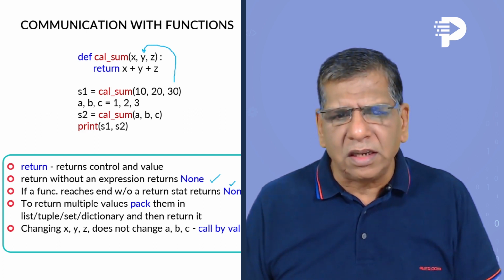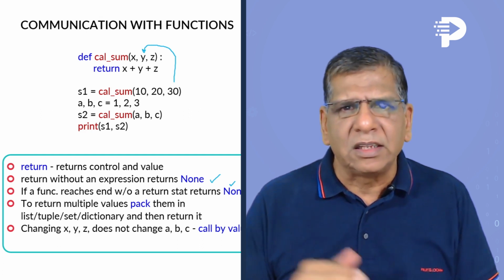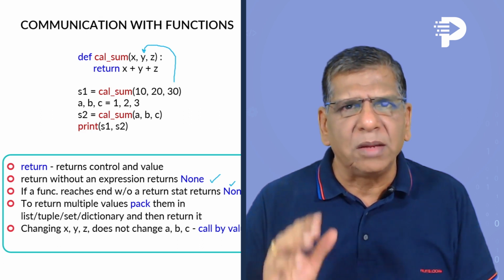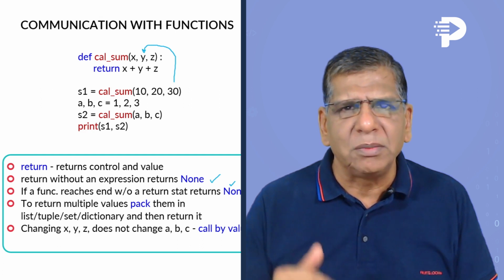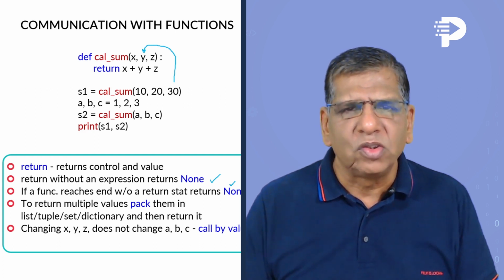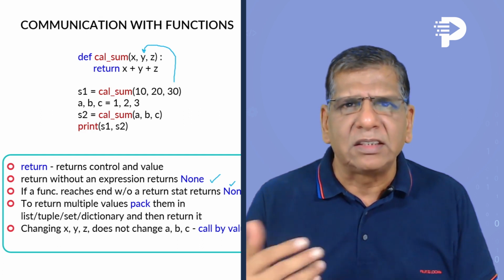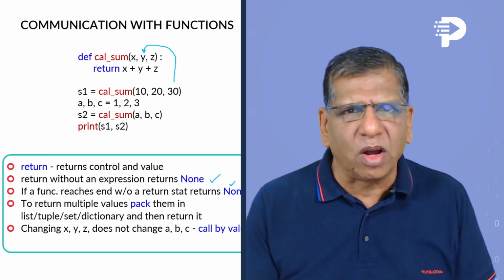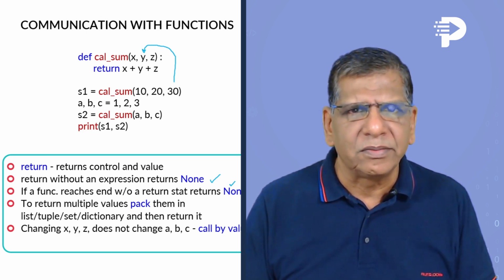Any change in xyz will not affect the values of ABC. In general, I can say that changing formal arguments do not impact actual arguments. xyz are formal arguments, ABC are actual arguments. So changing formal does not change the actual. In that sense, formal arguments are like a Xerox copy. You change the copy, original remains intact, untouched. Such a call is known as a call by value.